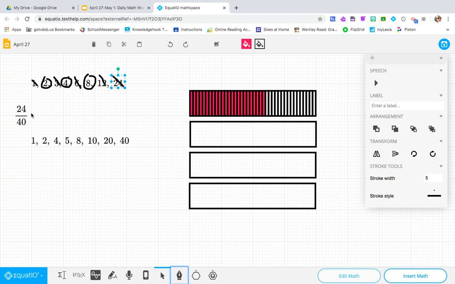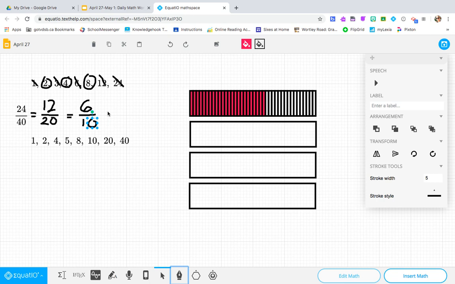So the next thing we're going to do here is simply divide the numerator and the denominator by each of those numbers. I'm going to start by dividing 24 by 2 and 40 by 2 to get our equivalent fraction. 24 divided by 2 is 12, and 40 divided by 2 is 20. I then am going to do the same step but dividing by 4. So let's divide both the numerator and the denominator by 4. 24 divided by 4 is 6, and 40 divided by 4 is 10.